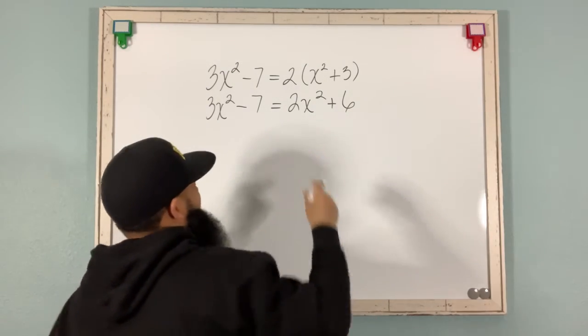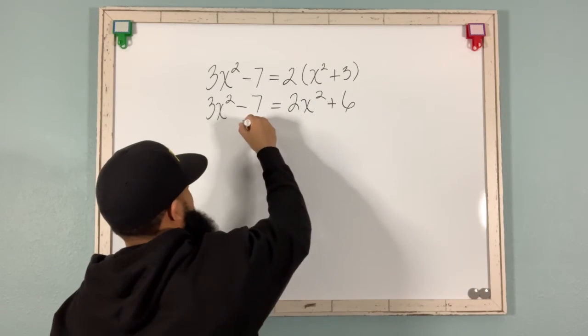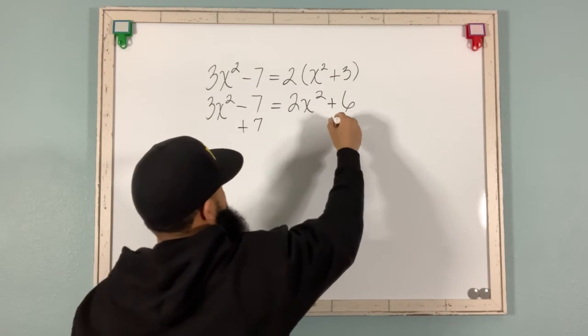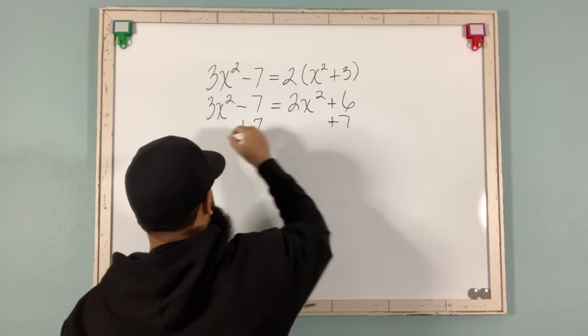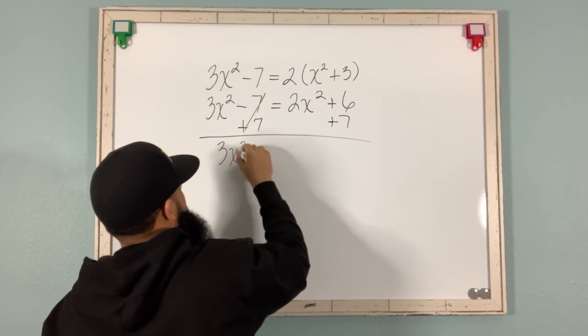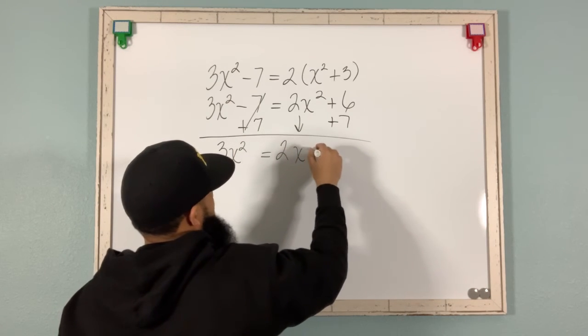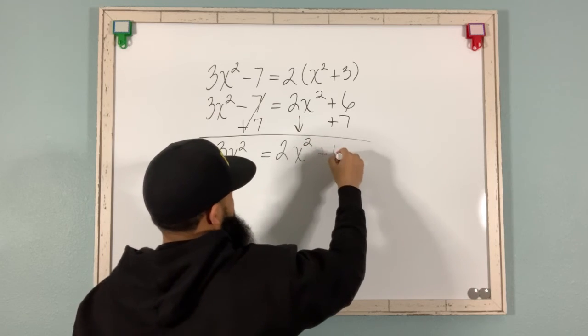Now, I'm going to take this 2x squared to the left side, right? And actually, you know what? I'll try a different approach because some people might do it different. I'll move the constant first. I'll do plus 7, plus 7. All right, that's a plus sign. Boom. So that equals 0. So 3x squared equals, bring that down, 2x squared plus 13, right?